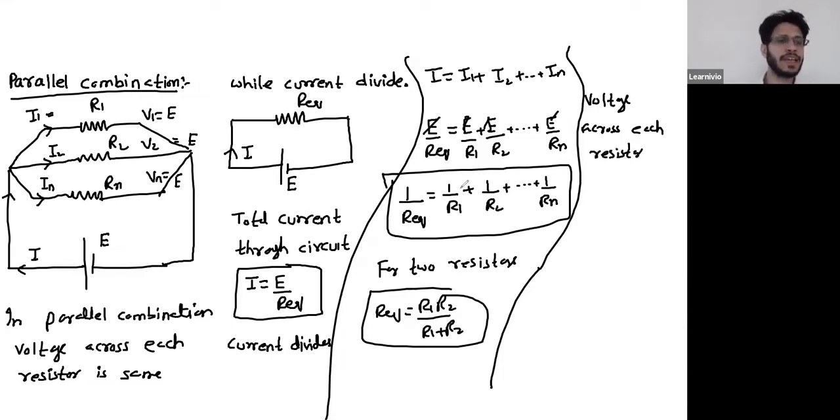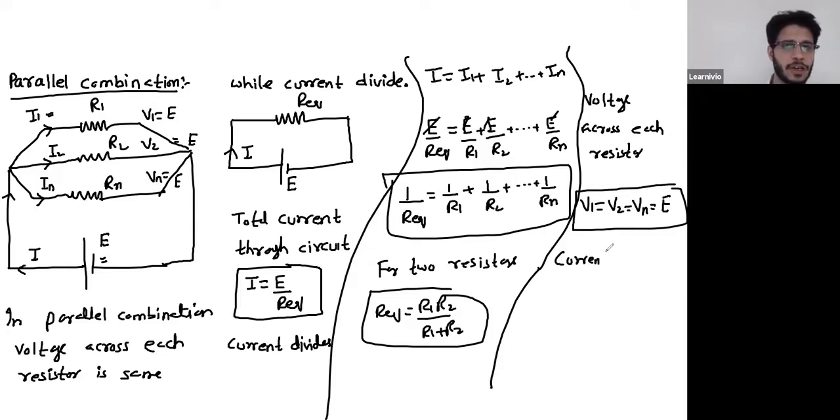Yes, it would be. Can I directly write that voltage across each resistor is E? Since all are connected in parallel, the voltage across each resistor is equal to the EMF. The next is current through each.